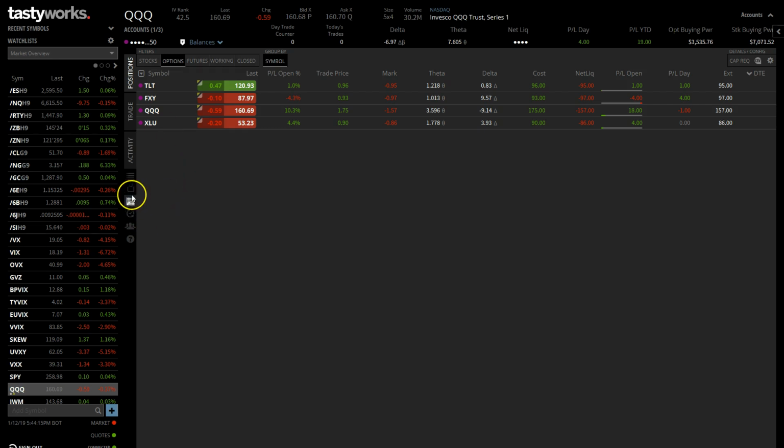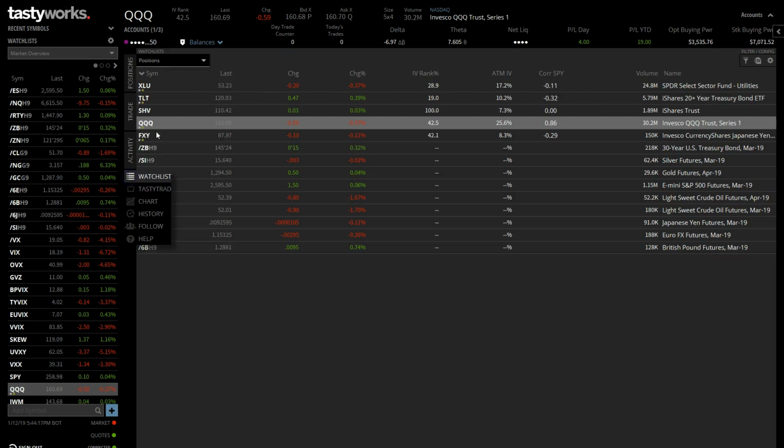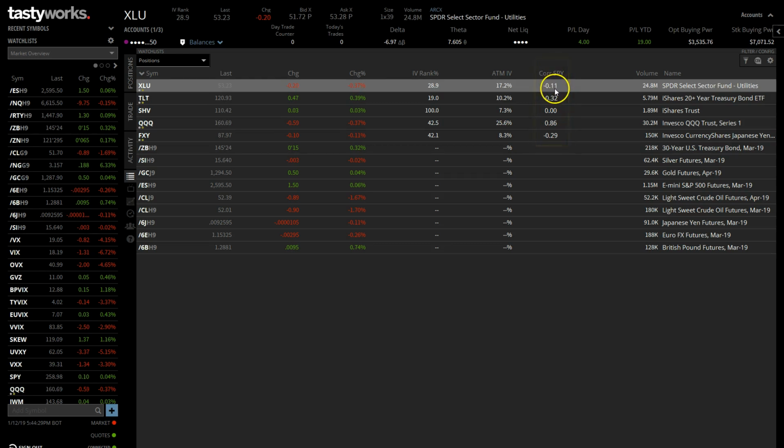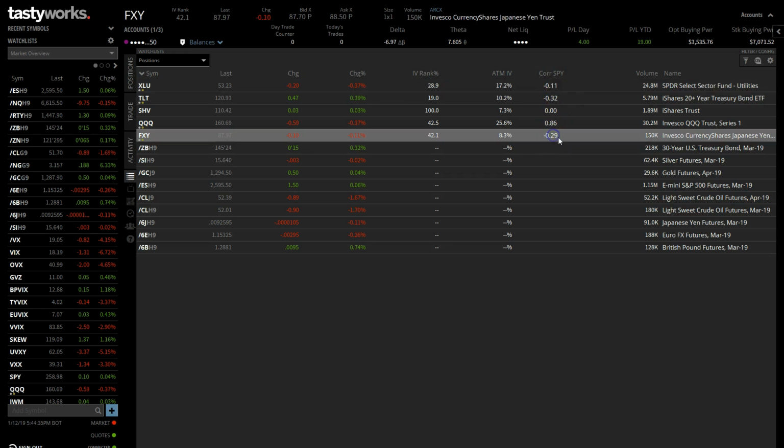Let's go here to my positions. If we compare, for example, Qs, the correlation with SPY, we can see it's pretty high, 0.86. XLU with SPY is negative 0.11, and TLT negative 0.32, and FXY negative 0.29. So in that particular portfolio, it is very diversified.